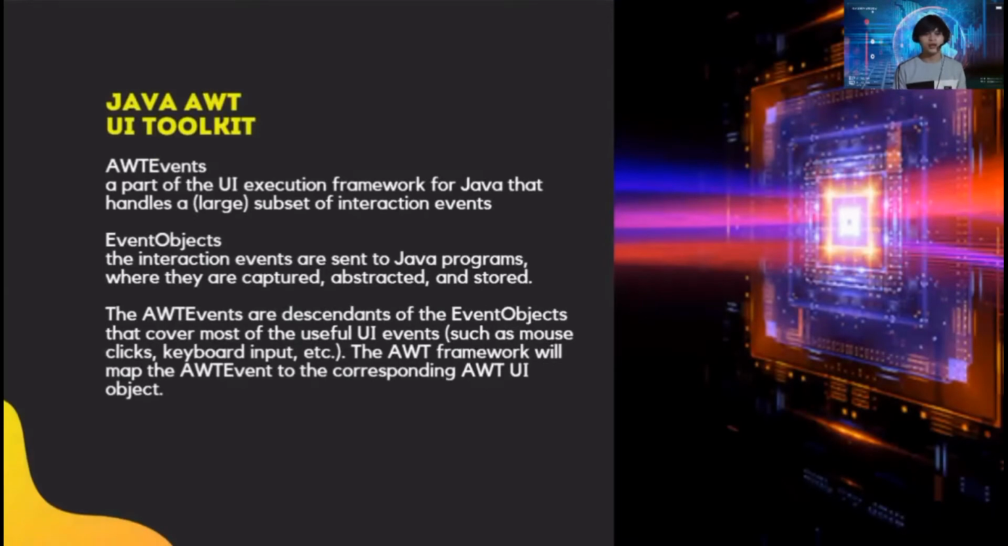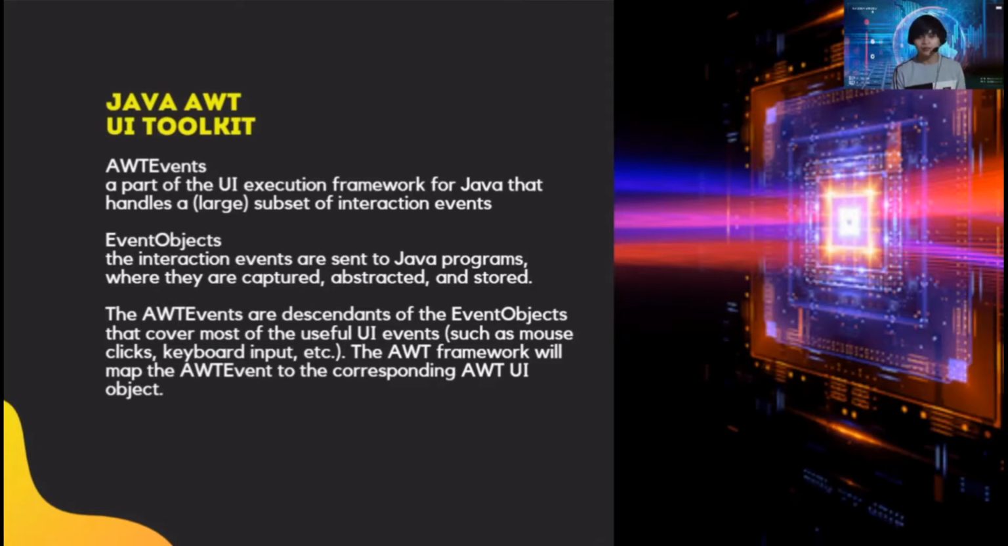In the Java AWT UI toolkits, there is also what we call the AWT events. The AWT events are part of the UI execution framework for Java that handles a large subset of interaction events. In an AWT event, there are also event objects. The interaction events are sent to Java programs, where they are captured, abstracted, and stored. The AWT events are descendants of the event objects that cover most of the useful UI events, such as mouse clicks, keyboard input, resizing, and things like those.